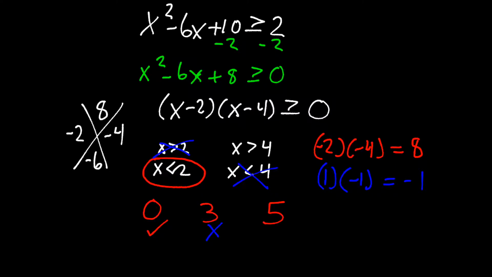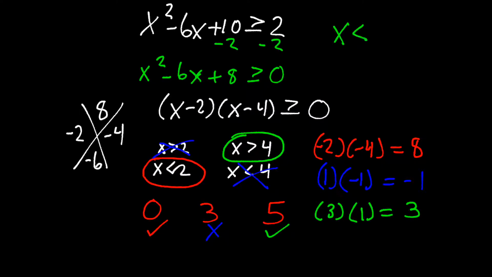Finally, let's try 5. If I plug in 5, I get 5 minus 2, which is 3, and 5 minus 4, which is 1. And that's going to give us a positive 1. So 5 works, meaning we can be bigger than 4. All right, we have our solutions now. We have the solution of x being less than or equal to 2. I'll talk about why we add that or equal sign now. And x is greater than or equal to 4.